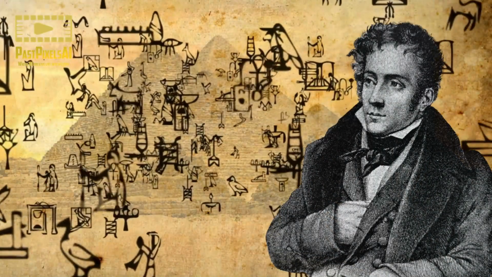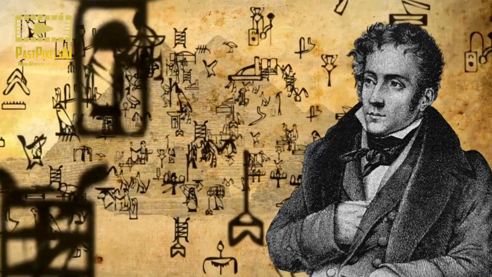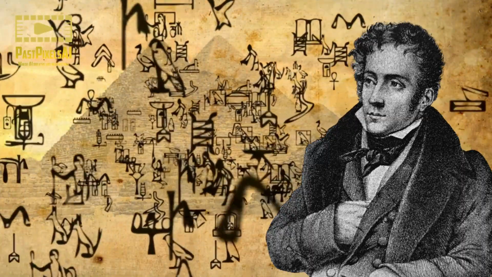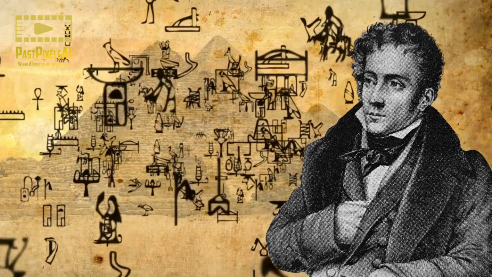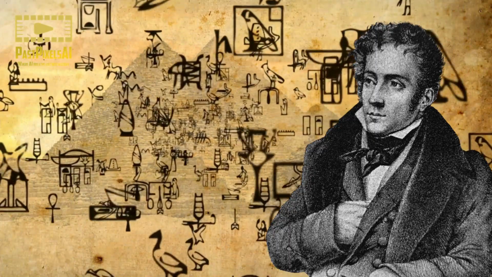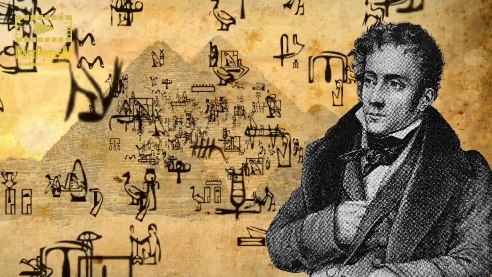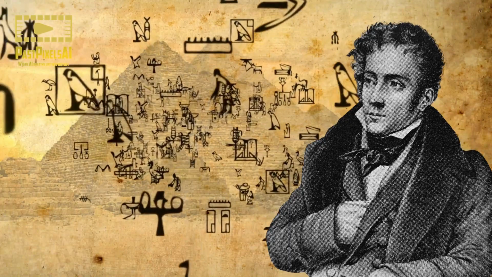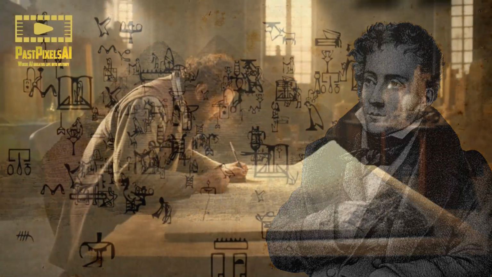The real breakthrough in deciphering the Rosetta Stone came from a French scholar, Jean-François Champollion. Champollion was a linguistic prodigy, proficient in multiple languages, and had a deep fascination with Egypt.